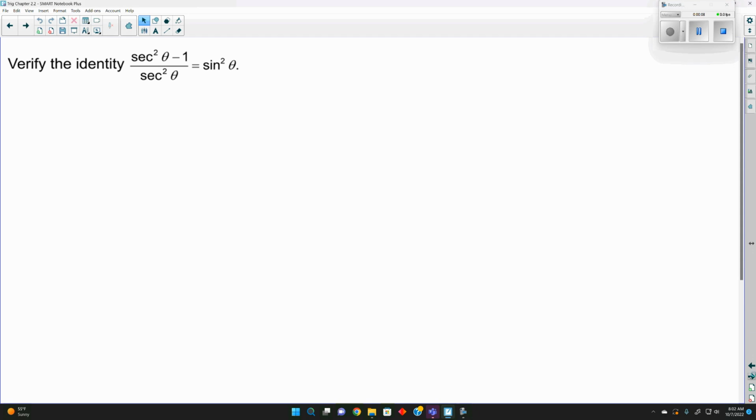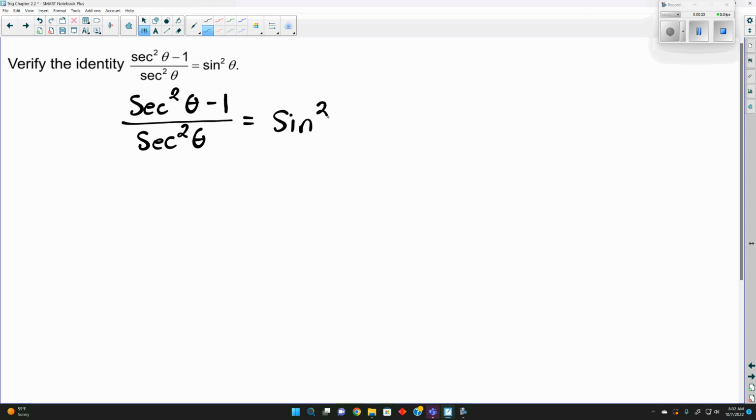What Chapter 2.2 is verifying. Verifying that these statements are true. So what we're wanting to do for this first one is to verify that secant squared of theta minus 1 over secant squared of theta is equal to sine squared of theta. This is what we want to prove.